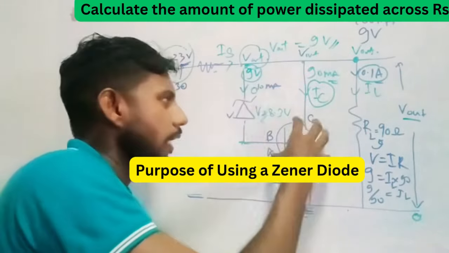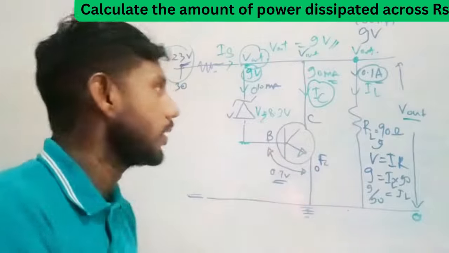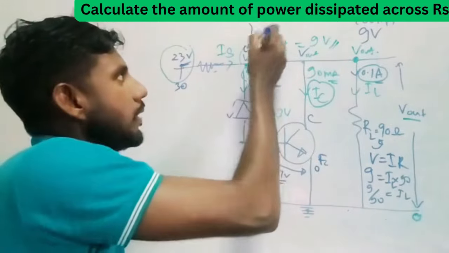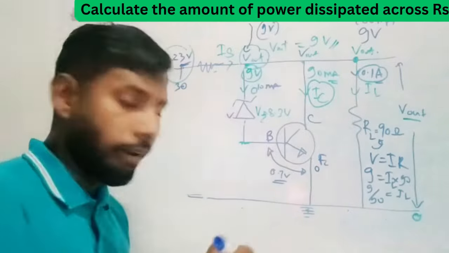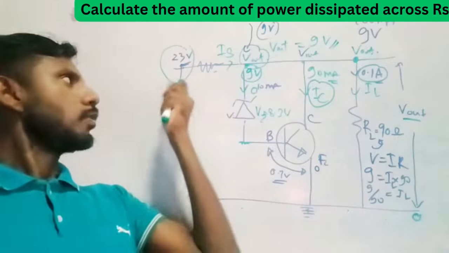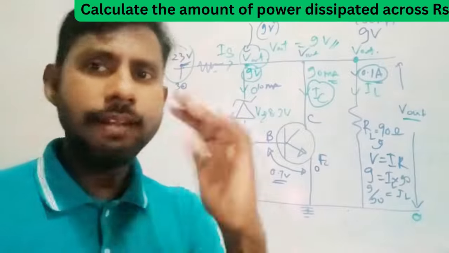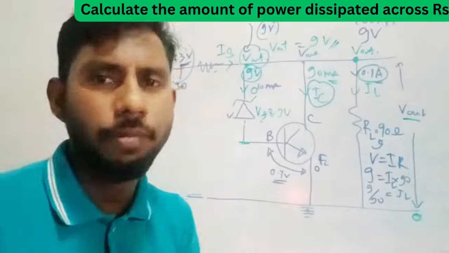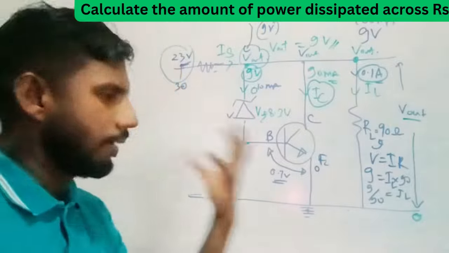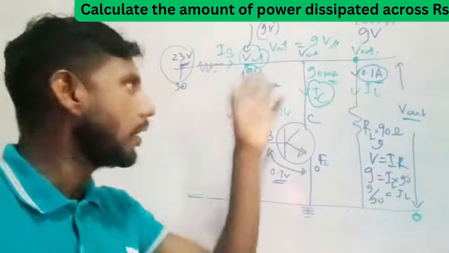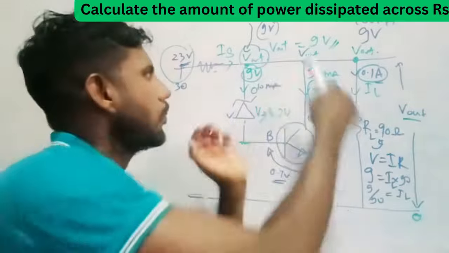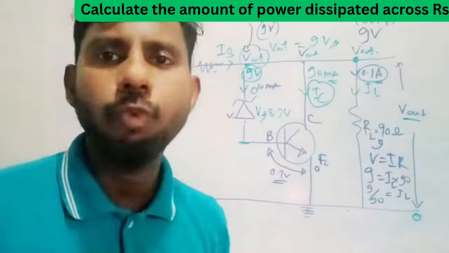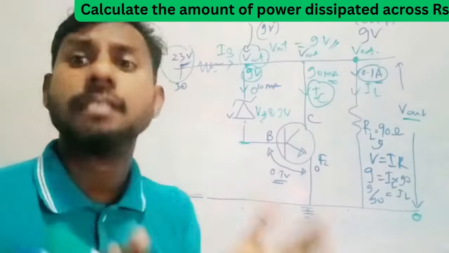So this Zener diode and the transistor together will make sure the potential at this point is held at 9 volt as long as the input voltage is greater than 9. If it goes down to 8, the circuit will not operate properly, that is for sure. But as long as it is greater than 9 volt, this circuit will make sure the potential at this point and the output voltage will be at 9 volt. That's the purpose of using this circuit.